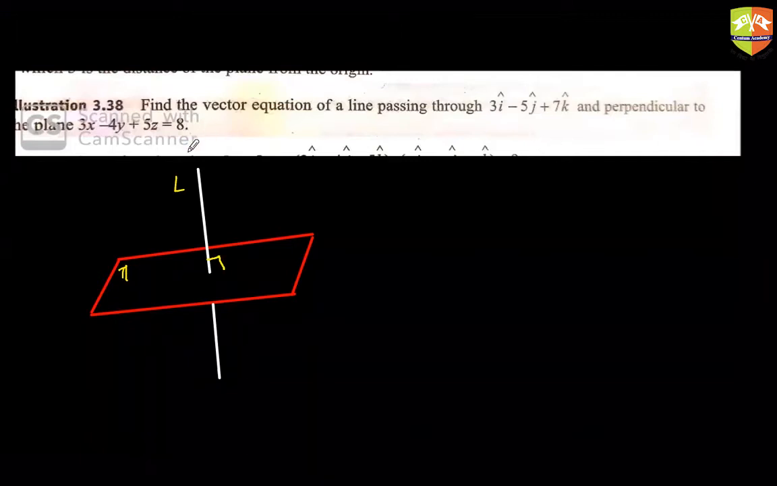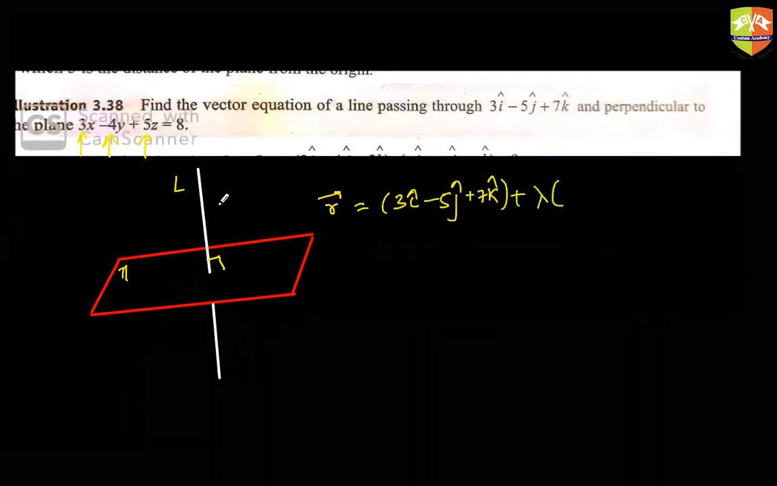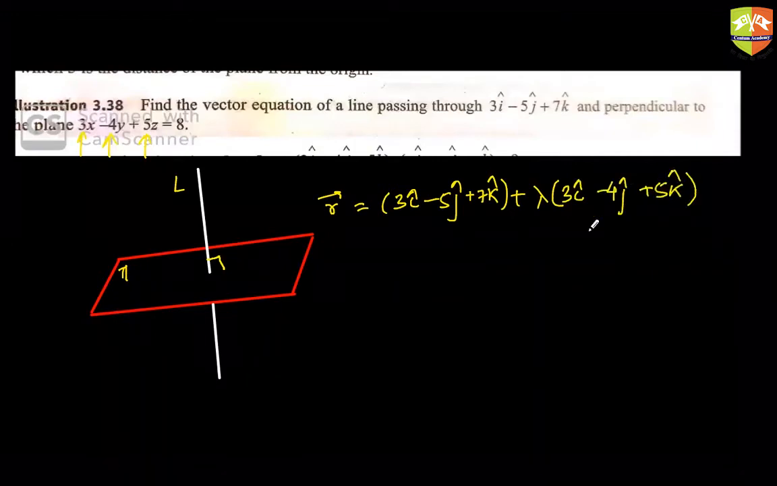Okay. So I'm sure the direction ratios of the line will be the same as the direction ratios of the perpendicular to the plane. And you know that 3, minus 4 and 5 represent the direction ratios. So you can write the equation of a line directly. In fact, they're asking you the vector equation. So let me write the vector equation. R is equal to 3i minus 5j plus 7k plus lambda times the coefficients of x, y, z. So form a vector by using these coefficients, because those coefficients represent the normal direction ratios. Okay, so this is the answer.